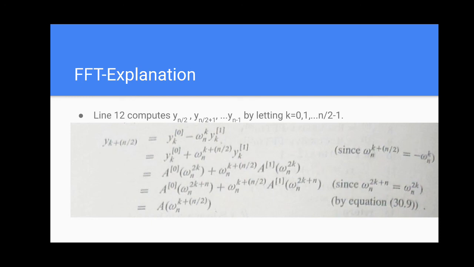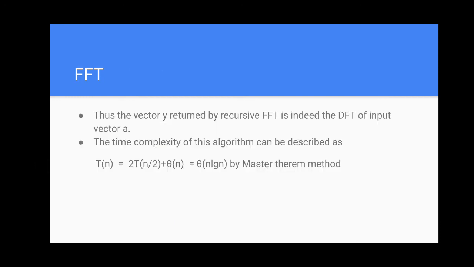And once that substitution is made, I can write yk of 0 is equal to A0 of omega n to the 2k plus omega nk A1 of omega n to the 2k, and just by reduction it comes out to A of omega nk plus n/2. So we can see here the equation which we used in the algorithm gives the correct result. The vector y returned by recursive FFT is indeed the discrete Fourier transform of the input vector a.